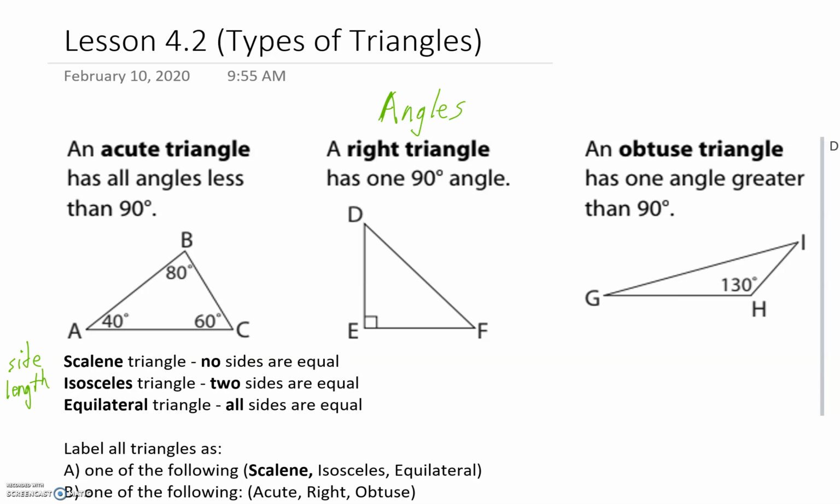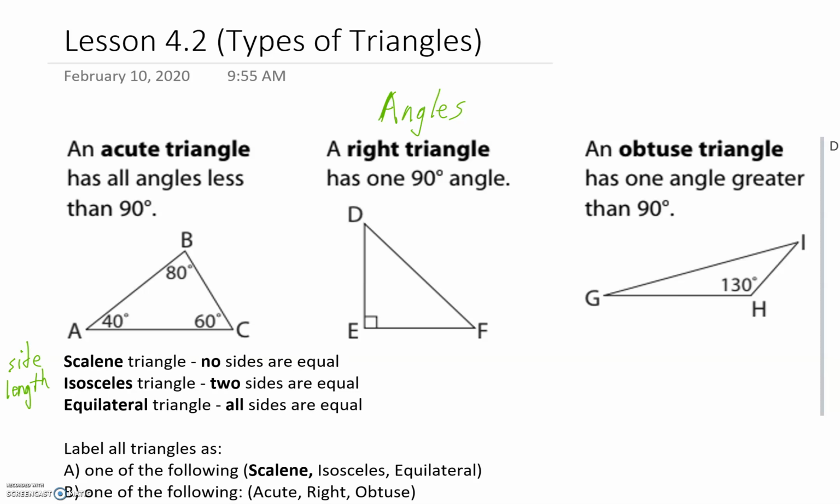Ones that have all angles less than 90. So you can see there's an angle here, angle here, angle here, and each one of them is less than 90. One that has one right angle or one 90-degree angle, and one that has one really big angle. Right? Oops, that shouldn't be a square. That should be a big round thing. Right, so we're looking for those things.